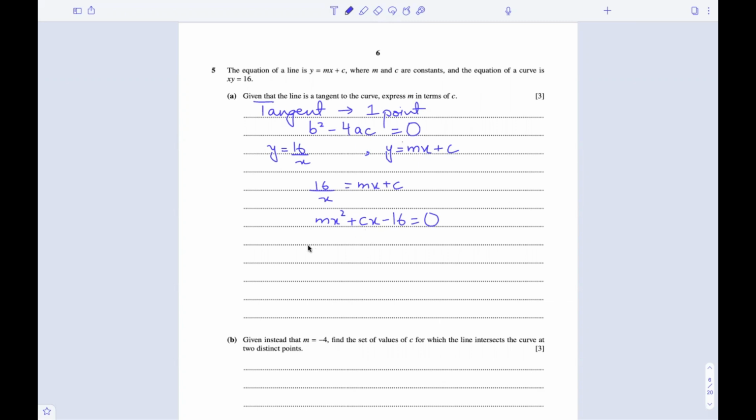So in this case, b is c, minus 4, in place of a we will put m, and in place of c we'll put minus 16, equals 0. So we get c squared plus 64m equals 0. Representing m in terms of c, we get m equals minus c squared upon 64.